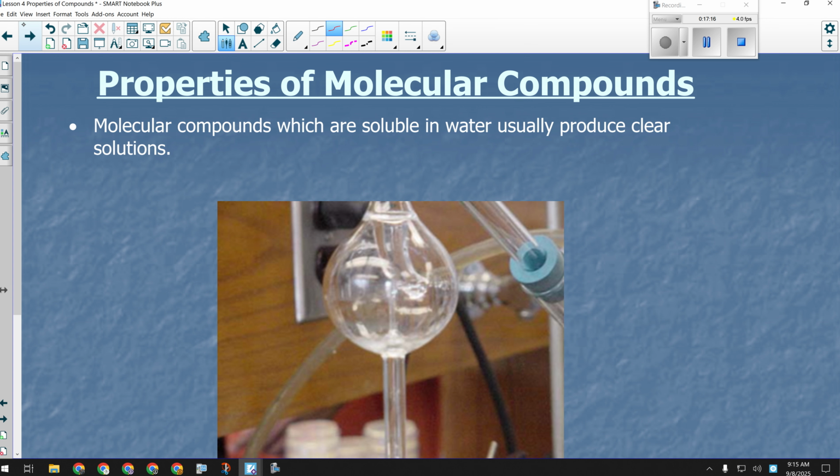All right, molecular compounds which are soluble in water do not produce, generally, colored solutions. Okay? They are usually clear. Okay? Okay, questions there?